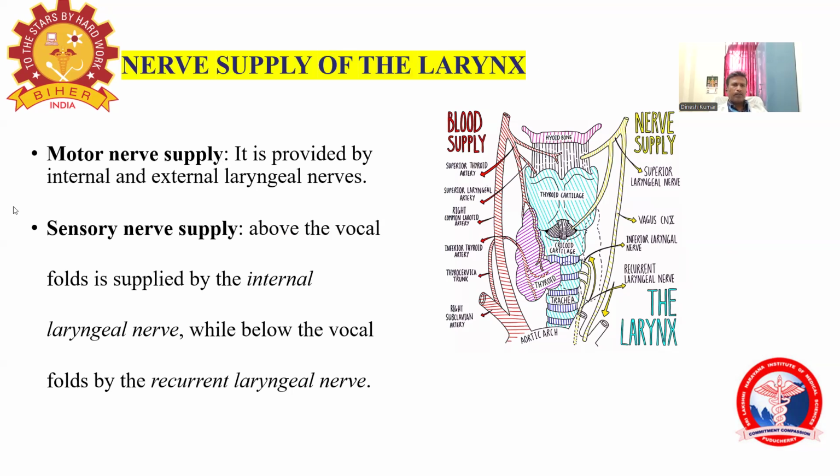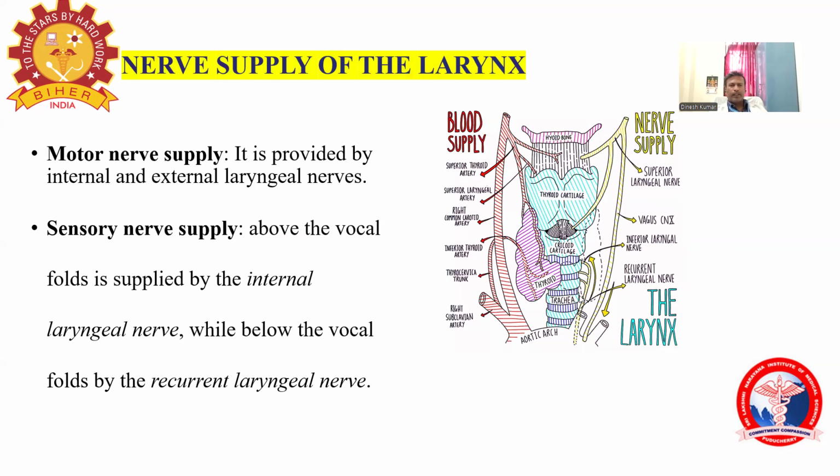The motor supply is provided by the internal and external laryngeal nerves. See here, this is the superior laryngeal nerve. Here, the 10th cranial nerve, the vagus nerve. Next is the inferior laryngeal nerve, then the recurrent laryngeal nerve.